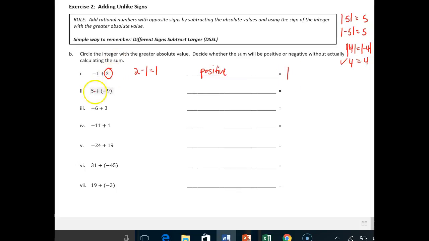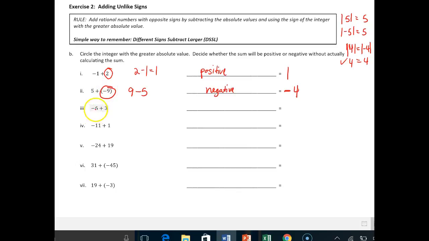Let's do this again. Are there more positives or more negatives? Well, I have 5 positives. I have 9 negatives. So my answer is going to be negative. I can go ahead and put a negative sign right away since I know my answer is going to be negative. And then I'm going to take the larger number, do 9 minus 5, even though in reality I know -9 is a smaller number, it has a larger absolute value. So I do 9 minus 5, which is equal to 4. But my answer is -4, not 4, because there were more negatives.